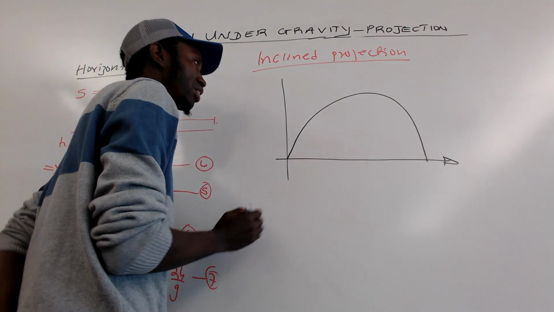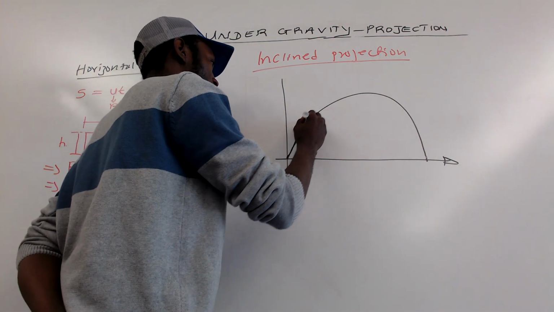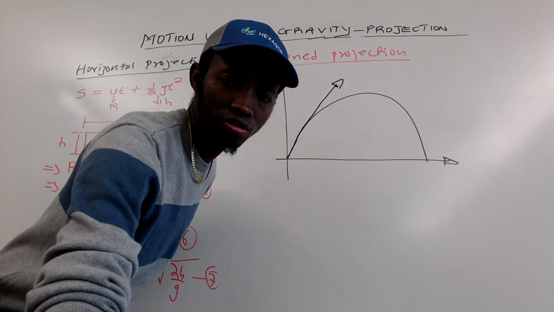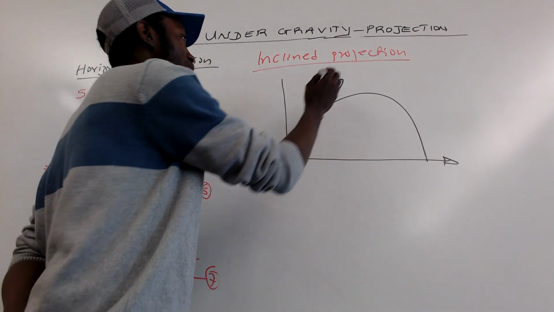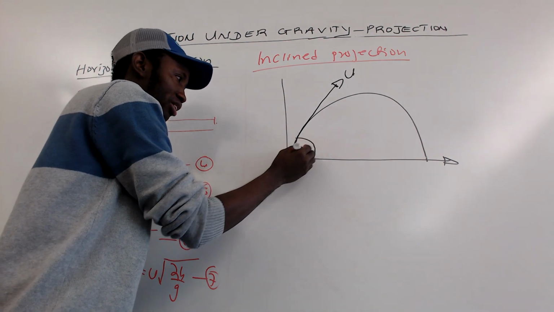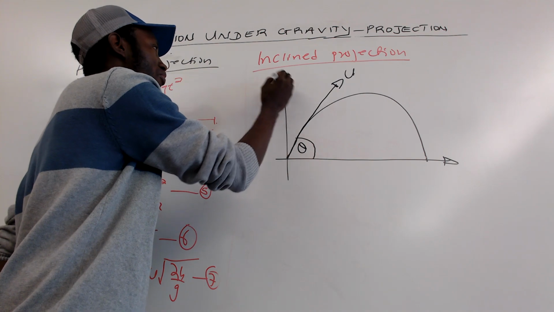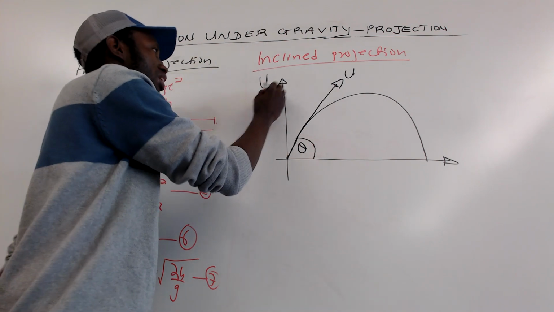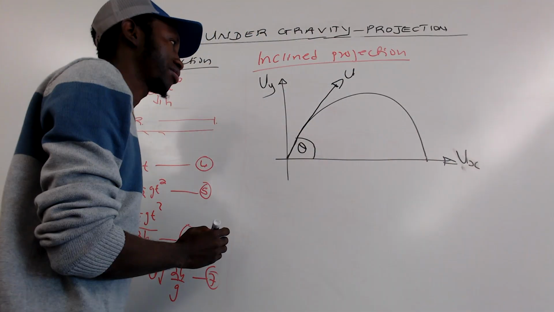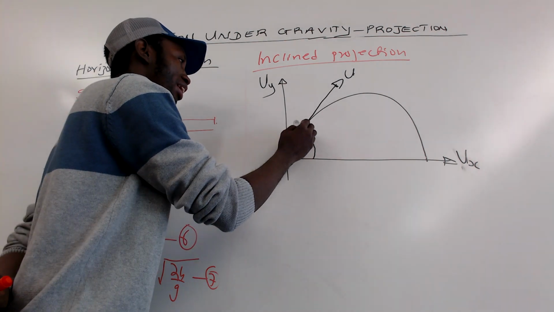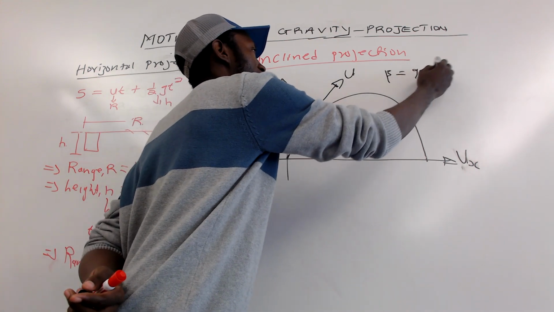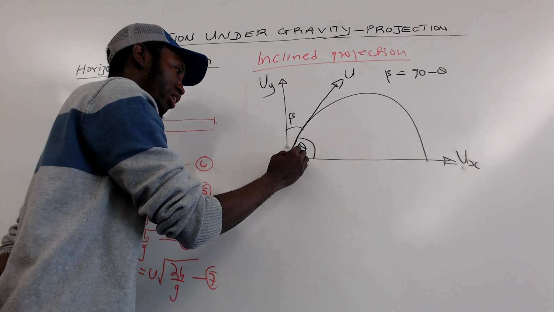It stops at this point. So this is the speed of projection. Since we have this to be the speed of projection, this is u, and this is the angle of projection. Let's call it theta. And this is the vertical speed, and this is the horizontal speed, which is ux. And this angle here, let's call it beta. And beta here is 90 minus theta, because this angle is 90. You have to take note of this.